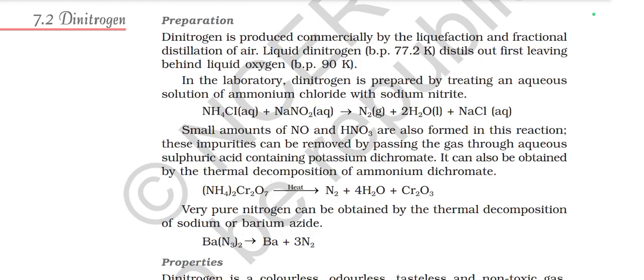In the laboratory, dinitrogen is prepared by treating an aqueous solution of ammonium chloride with sodium nitrite. NH4Cl in the presence of NaNO2 gives nitrogen, H2O, and NaCl in the aqueous solution. Small amounts of nitric oxide and HNO3 are also formed in this reaction. These impurities can be removed by passing the gas through an aqueous solution of sulfuric acid containing potassium dichromate. It can also be obtained by the thermal decomposition of ammonium dichromate.